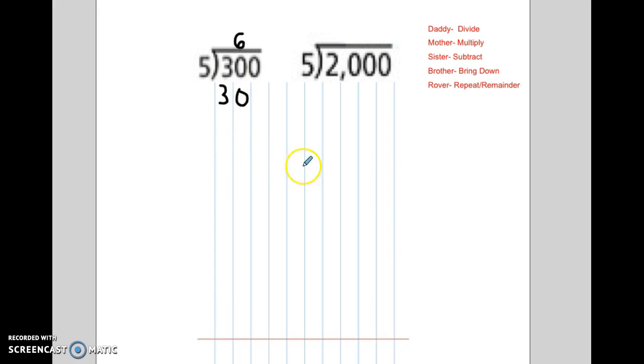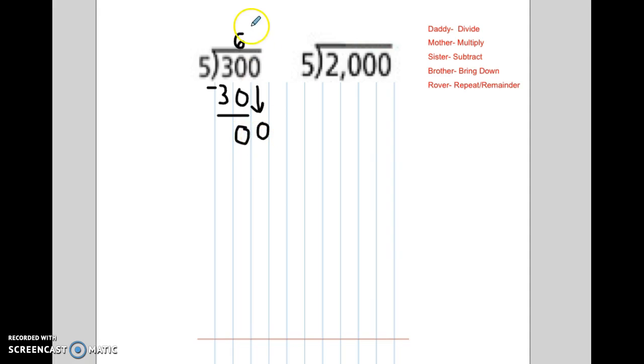Again, the lines help me keep everything in line. Then I'm going to go to sister, subtract. 30 minus 30 is 0. Then I go to brother, which is bring down, and in this case I get to bring down a 0. And then I get to repeat because I brought something down.